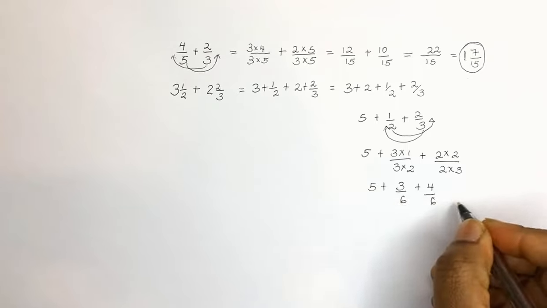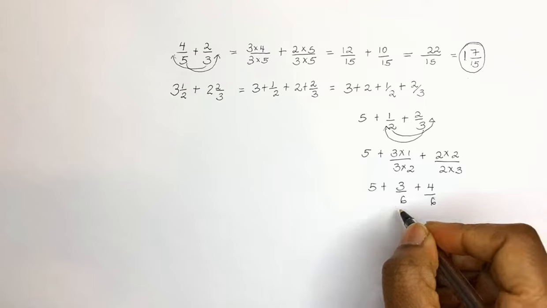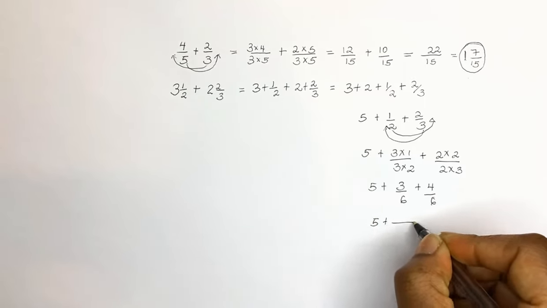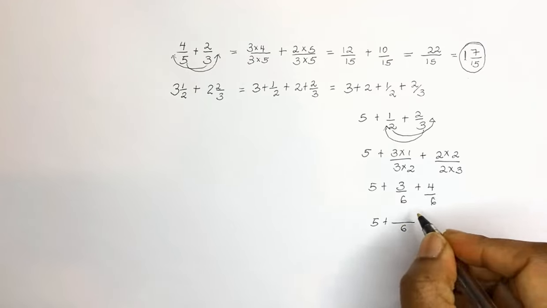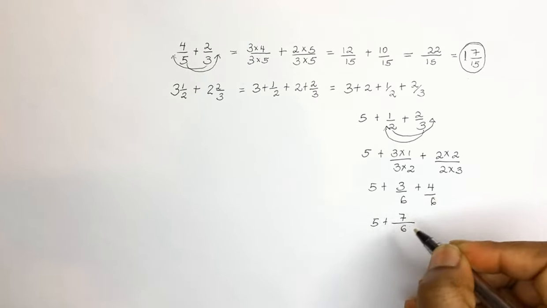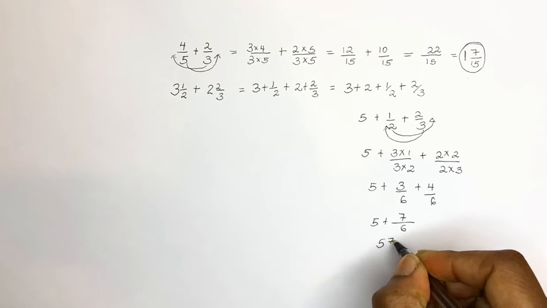So now we have the same denominators, and the denominator will remain the same as 6, and this is 5 plus a fraction with denominator 6. And then we add the top numbers. 3 plus 4 is 7. And this is the same thing as writing 5 and 7 over 6.